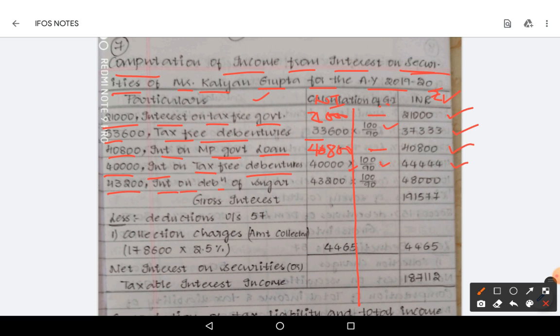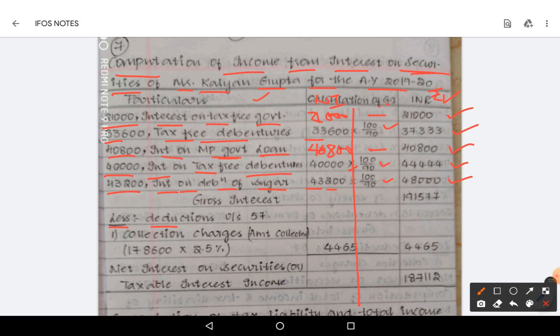43,200 interest on debentures of sugar company. This is the sugar company one, so 43,200 into 100/90 we need to take. So 48,000 is your gross interest. So total gross interest is equal to 1,91,577.